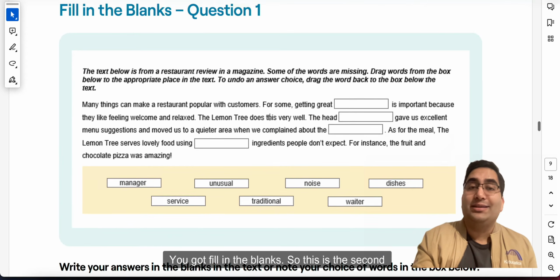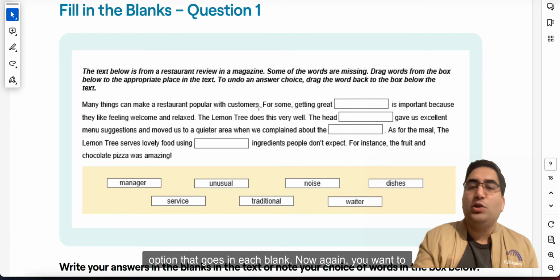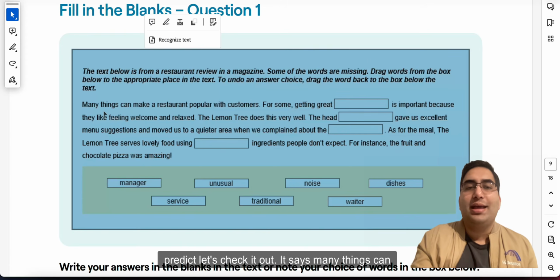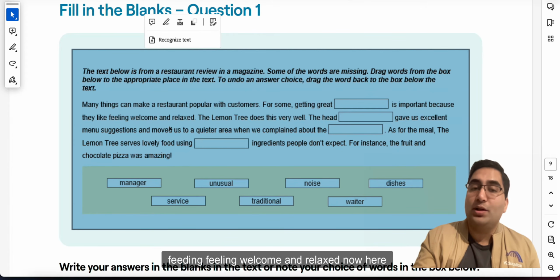And you got fill in the blanks. So this is the second part of fill in the blanks. Here, you don't get multiple choice questions. Instead, you get blanks and you get multiple options that are given here. You have to pick one option that goes in each blank. Now, again, you want to predict. Let's check it out. It says, "Many things can make a restaurant popular with customers. For some, getting great service, great food is important because they like feeling welcome and relaxed."